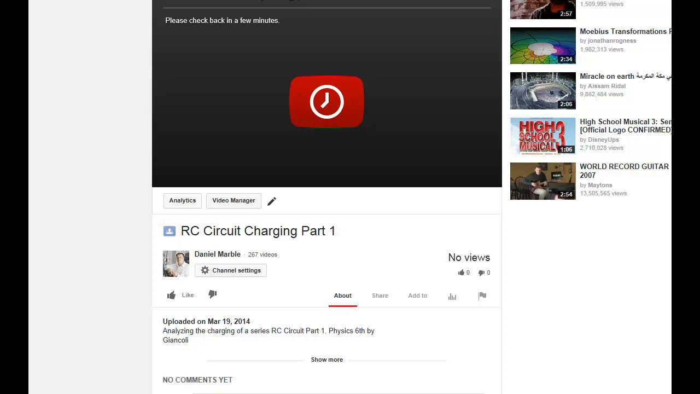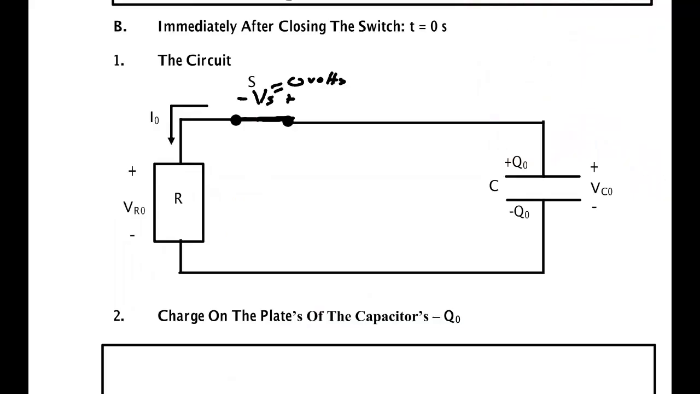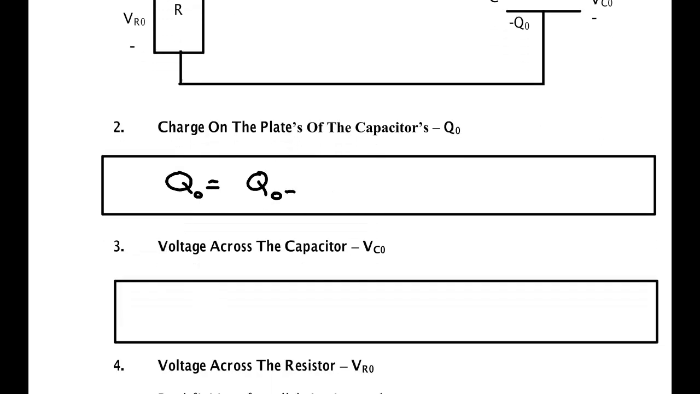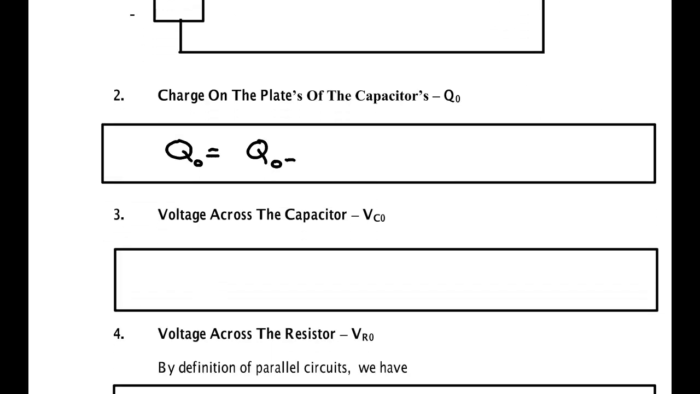Well, we need to find the voltage across this resistor, and we can do that if we know the voltage across this capacitor. So here's how we analyze the circuit. First, the charge on the plates of the capacitor can never instantaneously change, so the charge now is the same as it was before. The voltage across the capacitor can never instantaneously change, so the voltage across the capacitor is the same as it was before the switch was thrown.